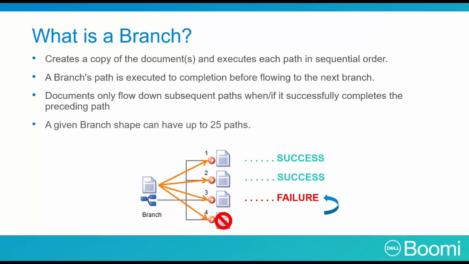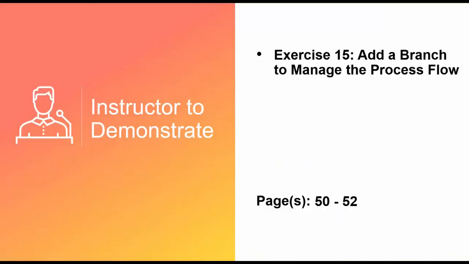A branch shape can have up to 25 paths. However, most have between 2 and 6. So I'll demonstrate how to set up a branch shape for our process so we can complete the two separate actions upon our documents. We're going to be archiving documents to disk as well as translating the original documents to a common delimited type. This is exercise number 15, add a branch to manage the process flow. And this is in your book on page 50 to 52.